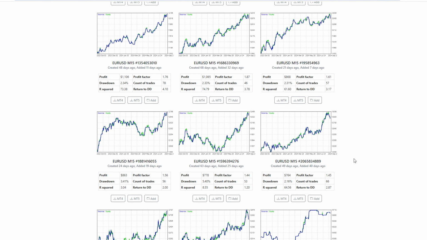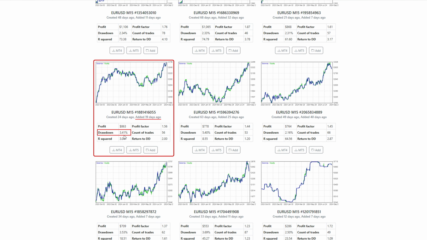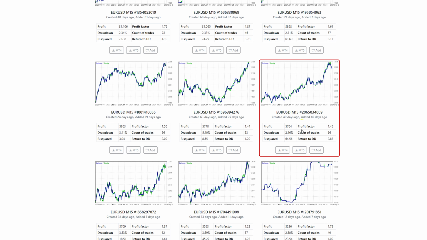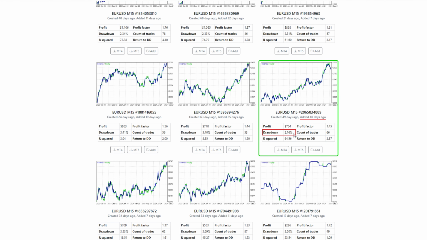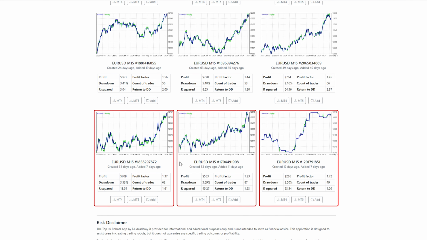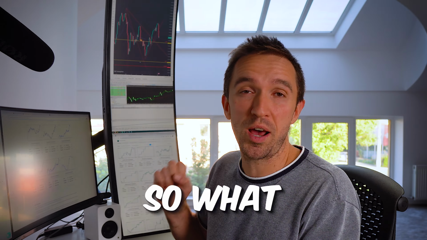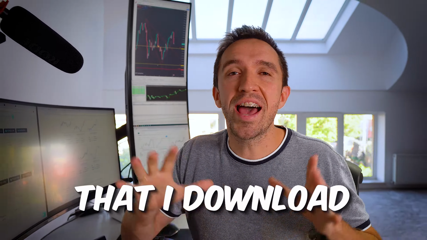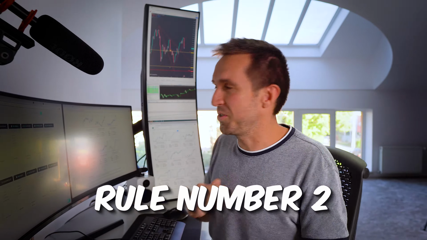If I scroll lower, you will see that this expert advisor was added 19 days ago, but the drawdown is above 3%. Here we have a bigger drawdown, and with that strategy right here we have a 40 days forward test and drawdown of 2.16, and I will download that strategy. And with the last row, I don't see a strategy that matches rule number 1 and rule number 2. So what I will do now, I will go through all of the assets and I'll make sure that I download the robots that match rule number 1 and rule number 2.